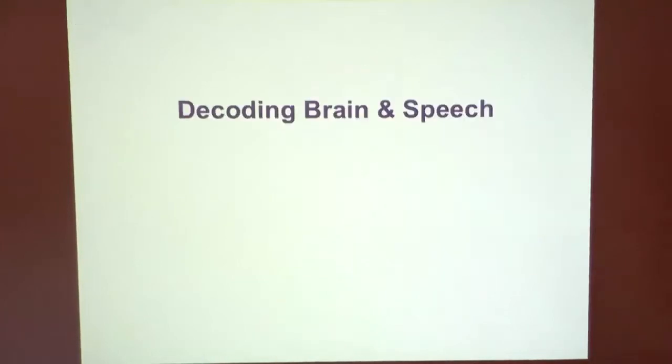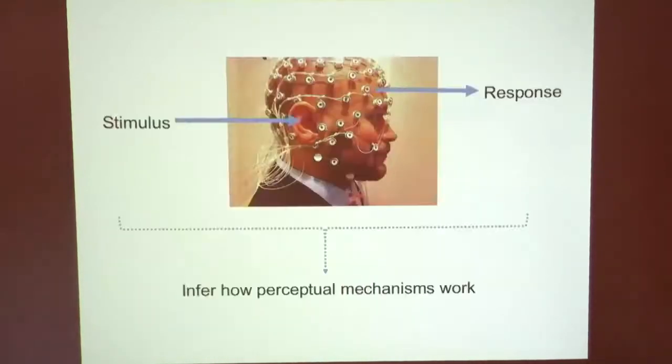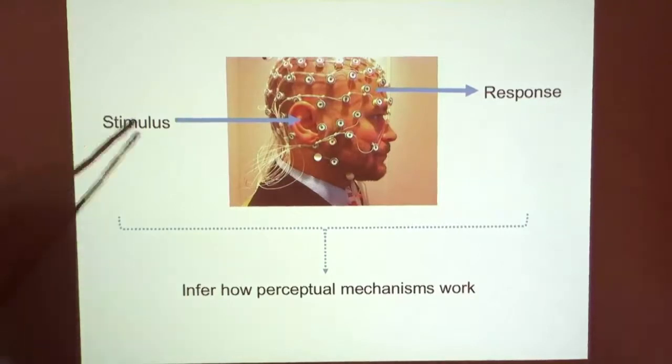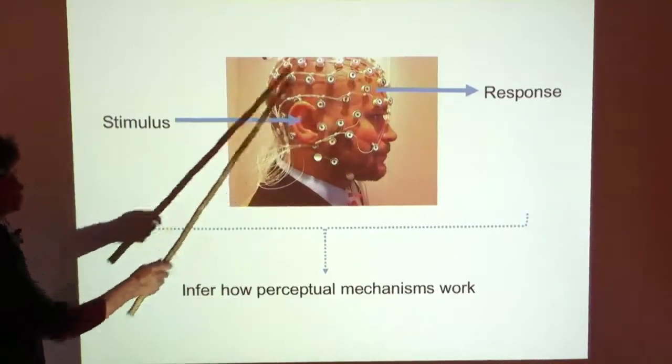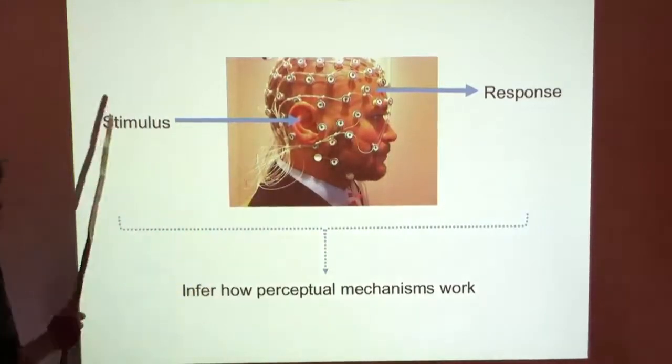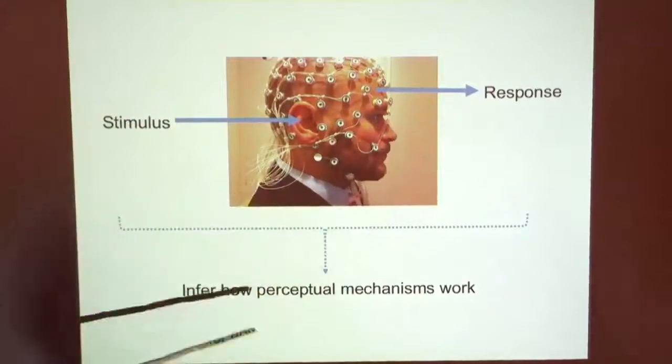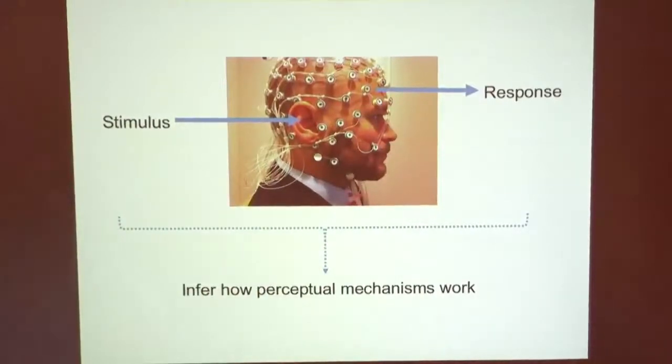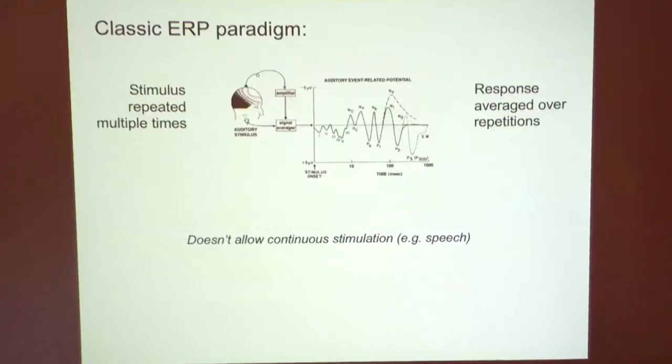So, the second part of my talk is actually doing the decoding part, where you take signals from the brain and acoustic stimuli. So, in auditory neuroscience, typically an experiment looks like this. You present a stimulus to the ears of the subject, and you record an electrical response from their scalp. And based on the knowledge of the stimulus and measurement of the response, you try to infer how perceptual mechanisms work.